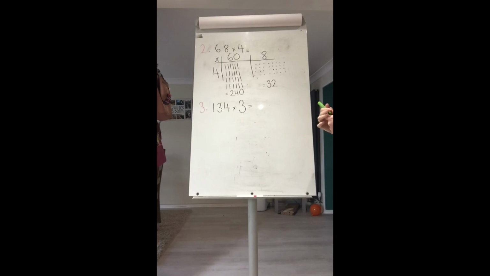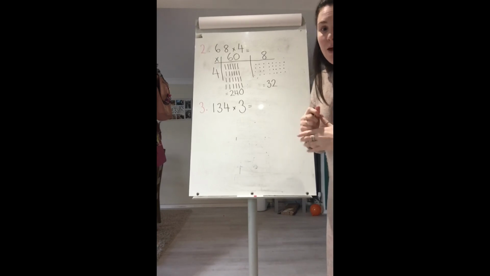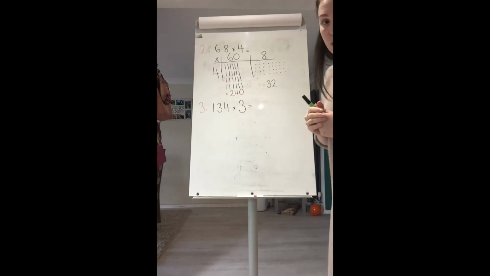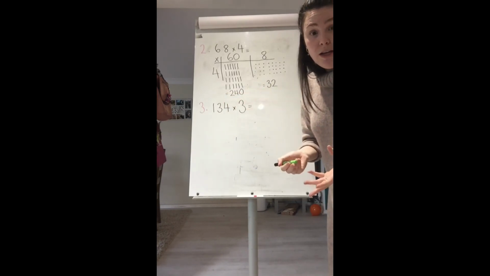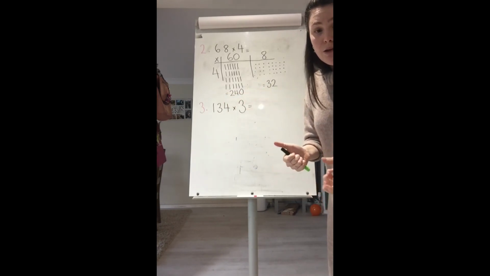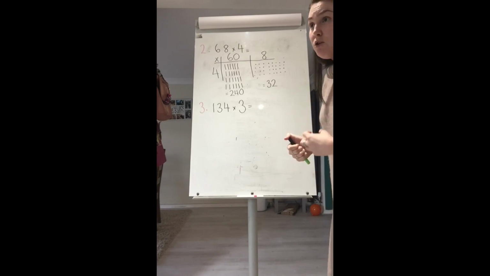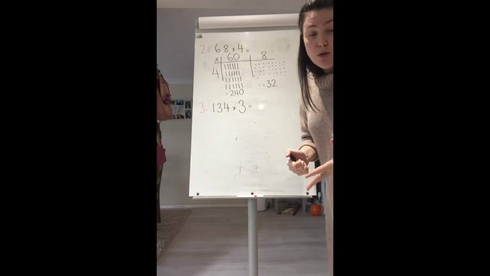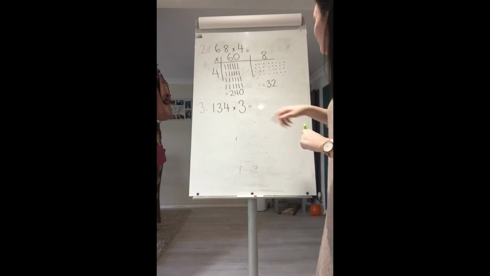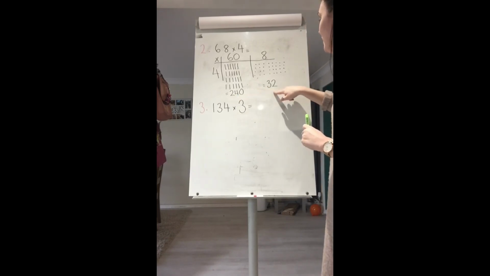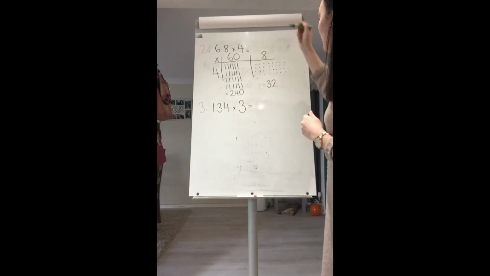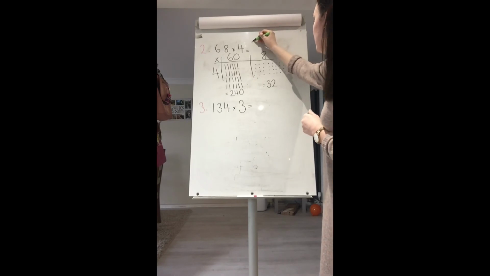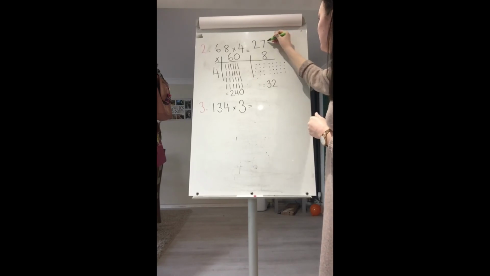Now when it comes to the grid method for multiplication, you may also have to use the column method to add together your 2 totals. You might not need to, you might be able to do it in your head and that's completely fine. But if not, you need to follow the same method we would do normally for any normal addition to add together 240 and 32. And our answer for that is 272.